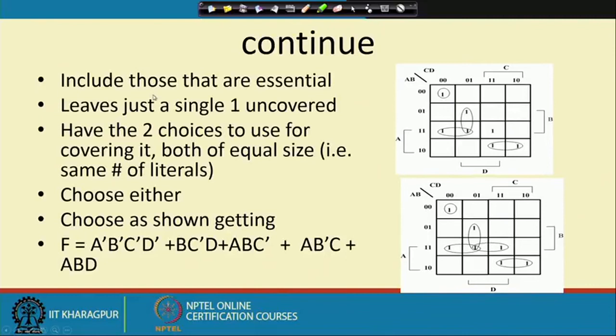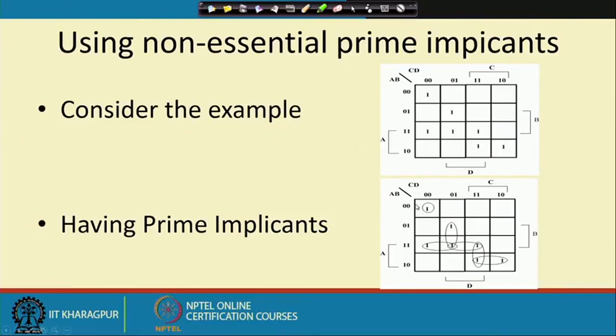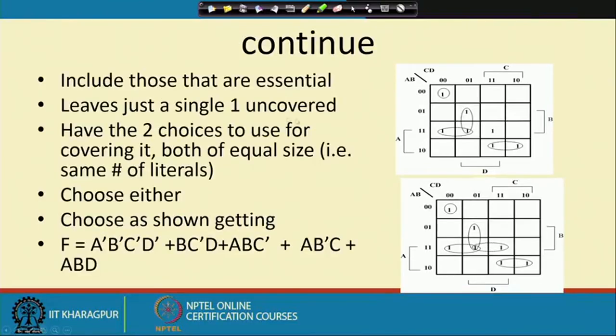So, include those that are essential. In the previous case, this is showing all the implicants that I can make. Okay. So these are all the implicants that I can make. From here I have to choose the essential set. Now, how do we choose the essential set? We take the ones that are essential. So these are essential, so I take this. This was not essential because this is already covered by that.